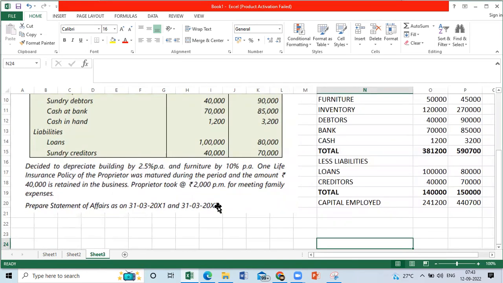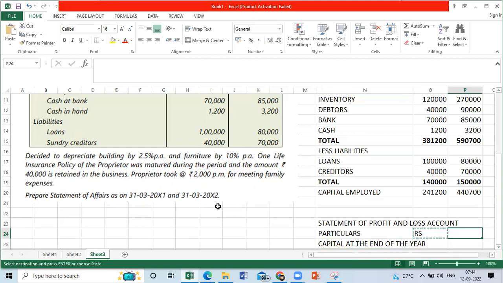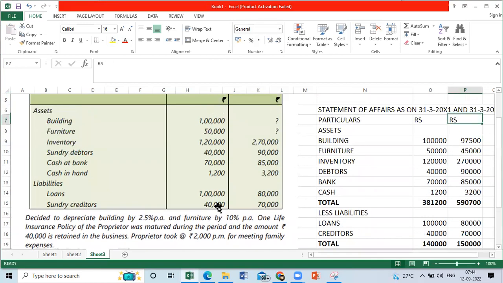लेकिन माय डियर फ्रेंड्स, हम एक कदम थोड़ा आगे बढ़ेंगे. हम बनाएंगे स्टेटमेंट ऑफ प्रॉफिट एंड लॉस अकाउंट. फॉर्मेट याद है? बचपन में कभी किया था हमने? क्या फॉर्मेट था, याद करो बच्चा. सर हम लिखते थे सबसे पहले कैपिटल एट द एंड ऑफ द ईयर. सर हाउ मच इज माय कैपिटल एट द एंड ऑफ द ईयर? सर ये देखो ना, ये मेरा.